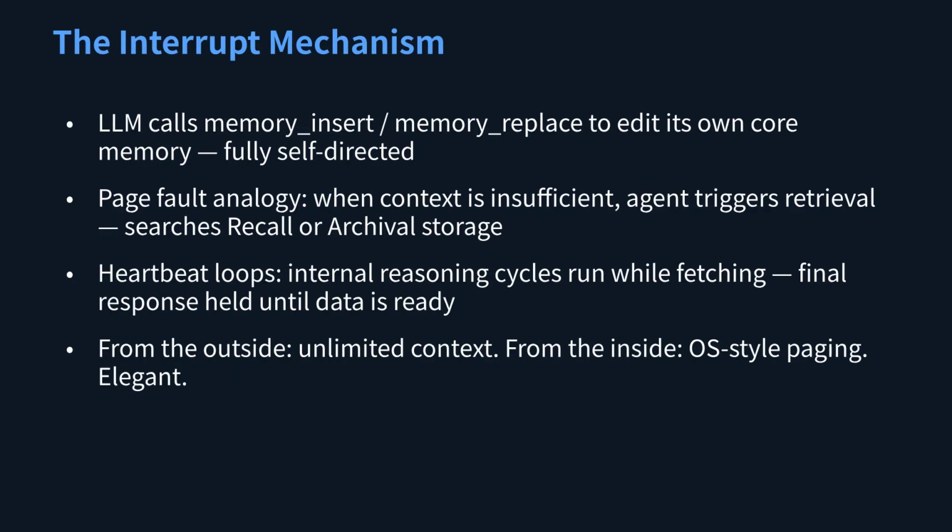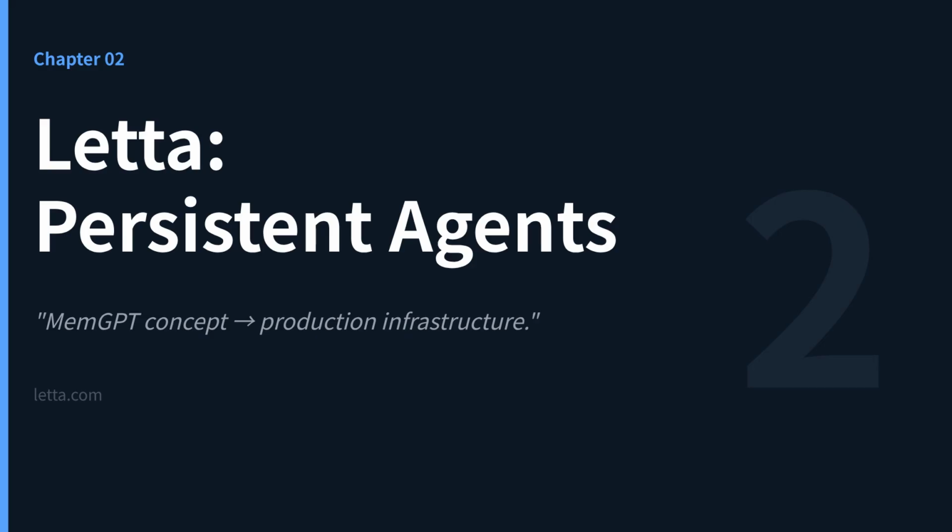Here's the clever part. MemGPT lets the LLM control its own memory. When the agent needs something from external storage, it calls a retrieval function, exactly like an OS handles a page fault. While it's fetching, it runs internal reasoning loops, holding off the final response until it has what it needs. From the outside, it looks like the agent has unlimited context. From the inside, it's paging data in and out like a 1970s operating system. Elegant. MemGPT proved the concept.